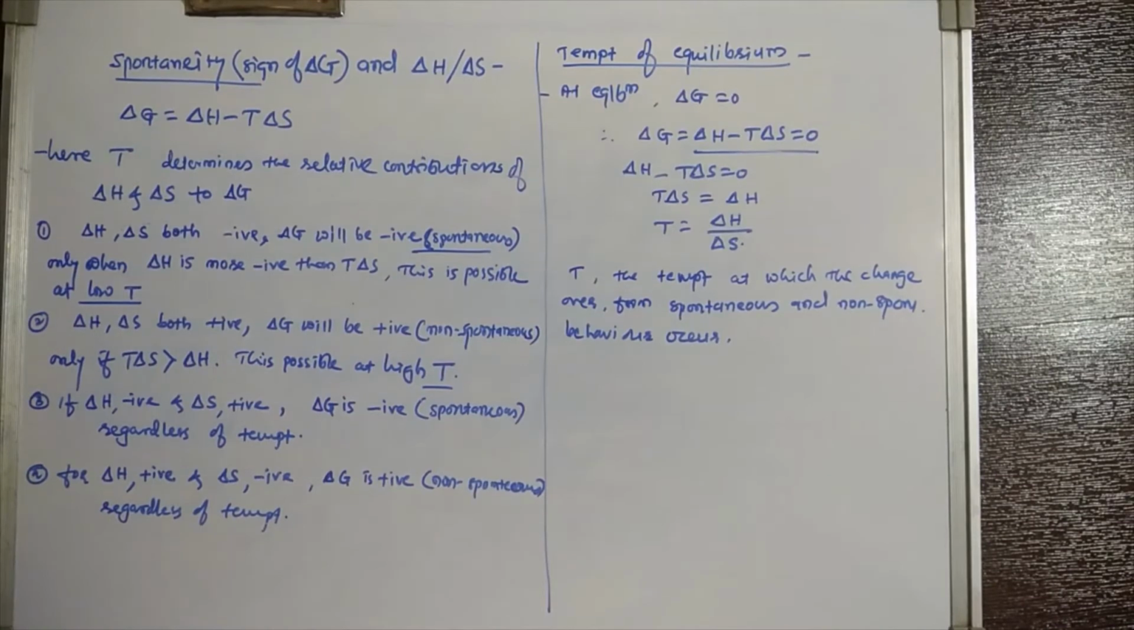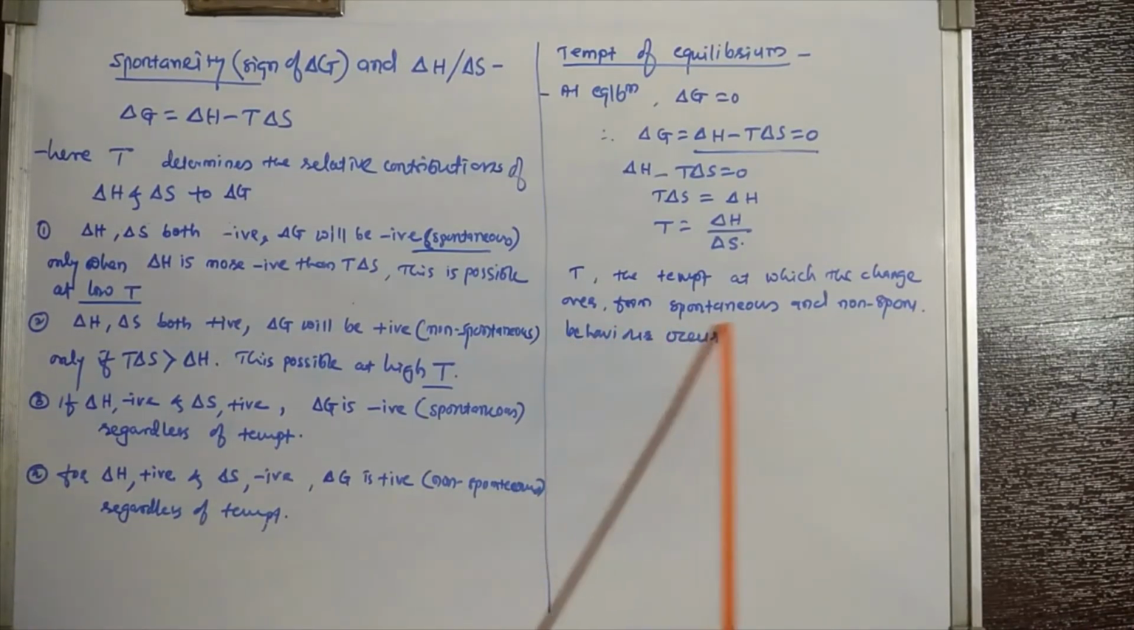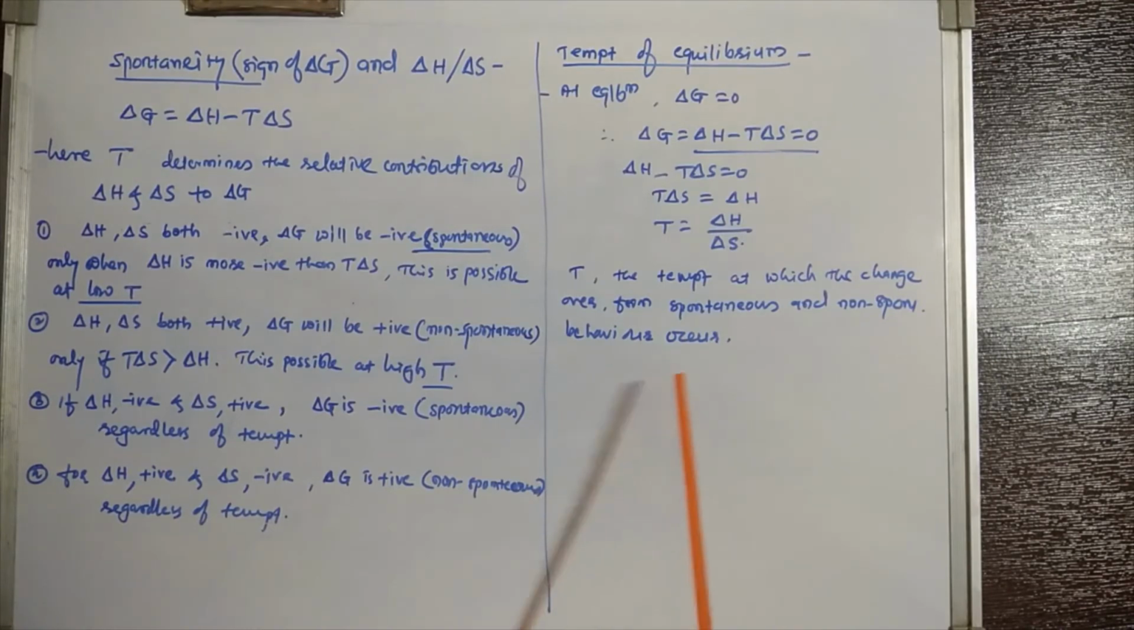So T is equal to delta H upon delta S. Okay. So here is the temperature at which the change takes place from spontaneous to non-spontaneous behavior. Here, for the calculation of temperature T, delta H and delta S are assumed to be independent of the temperature, and if the dependence of delta H and delta S is considered, then there is no significant error for the moderate temperature range. So this is the temperature of equilibrium.